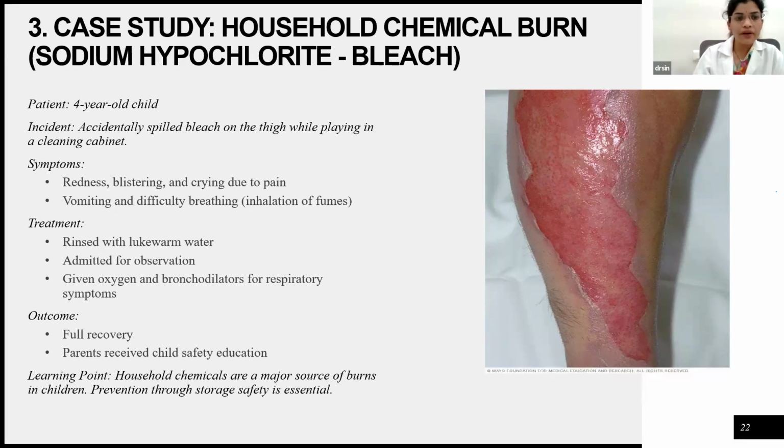So the treatment included rinsing with lukewarm water and then admission for observation, and oxygen and bronchodilators were given for respiratory symptoms. Outcome was really good. The child had full recovery. Parents received child safety education. So the learning point here is household chemicals are a major source of burns in children, and prevention through storage safety is essential.